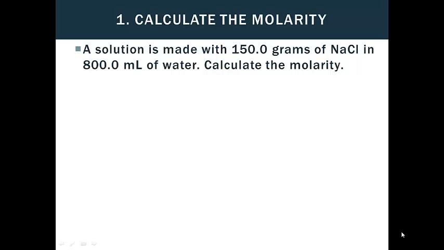Now let's look at some molarity calculations. A solution is made with 150 grams of sodium chloride in 800 milliliters of water. Calculate the molarity. The formula for molarity is that molarity equals moles over liters. So let's look at what we are given. Originally we're given 150 grams of NaCl. So I need to convert that first into moles.